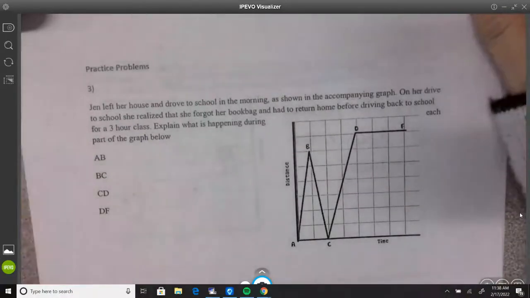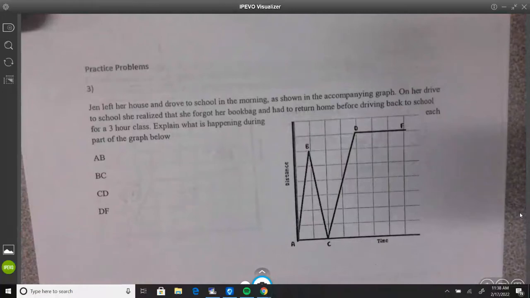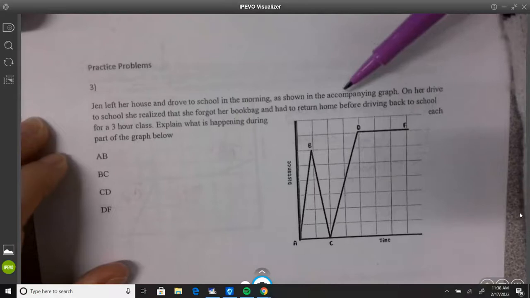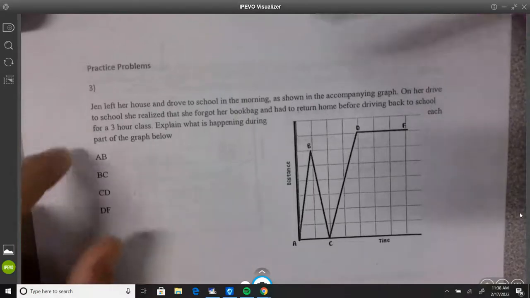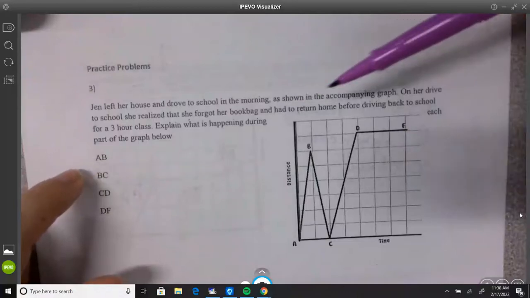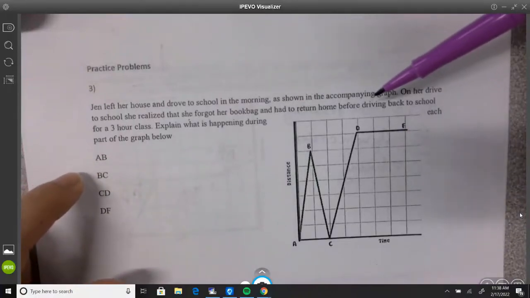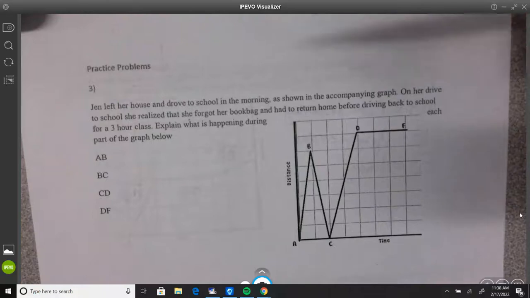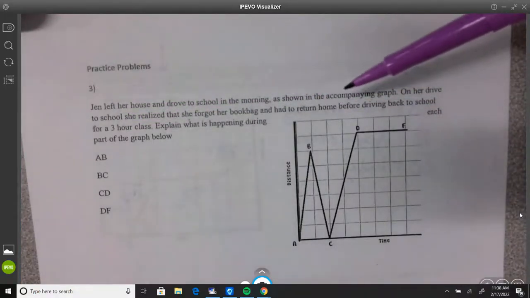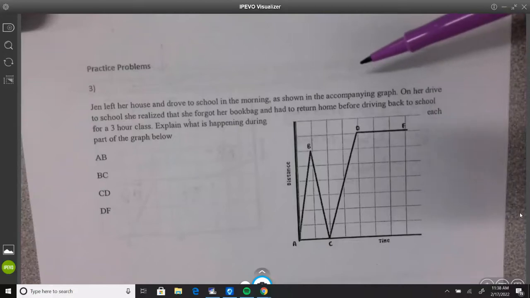Question number 3. Jen left her house and drove to school in the morning, as shown in the accompanying graph. On her drive to school, she realized that she forgot her book bag and had to return home before driving back to school for a 3-hour class. Explain what is happening during part of the graph below.